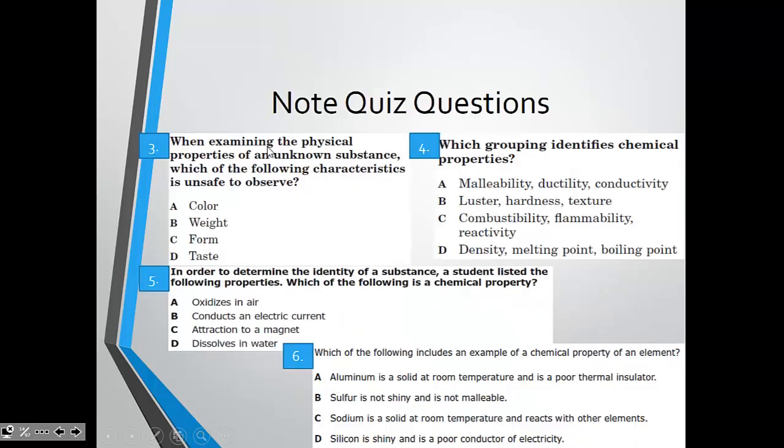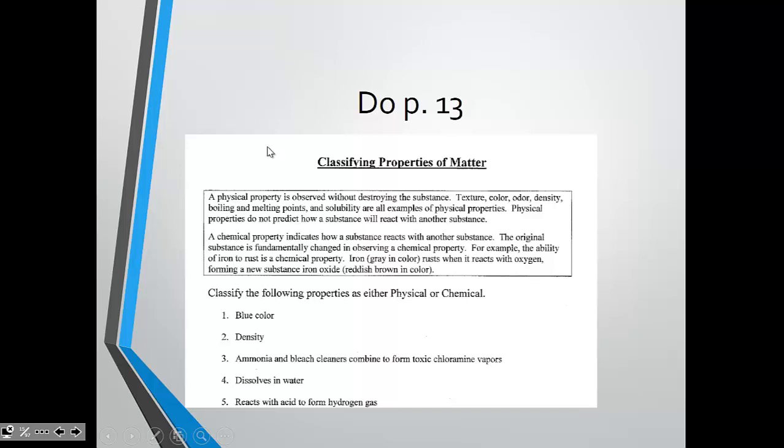Your next 5 note quiz questions are available now for you, so pause the video and answer these next 5 note quiz questions. And do page 13 in your packet. Classify each property as chemical or physical. Pause the video now and do the 5 note quiz questions and page 13.